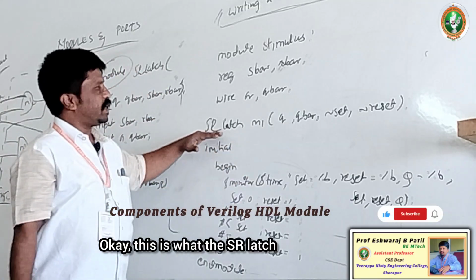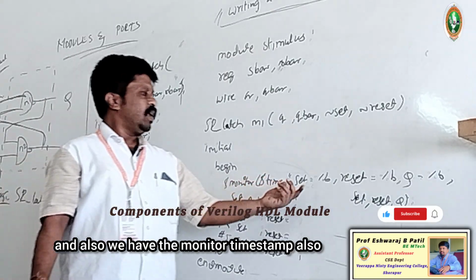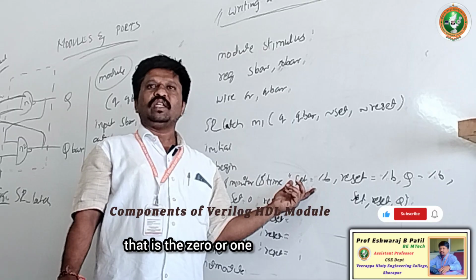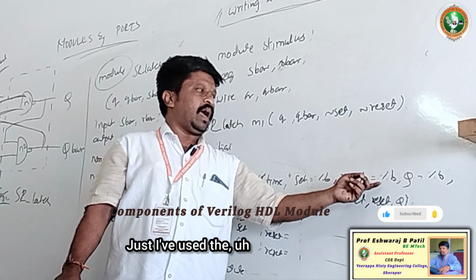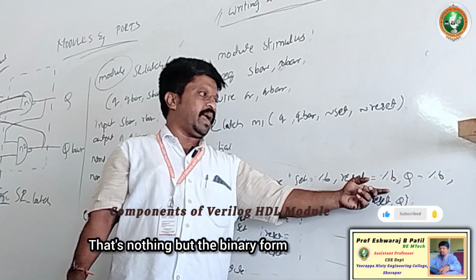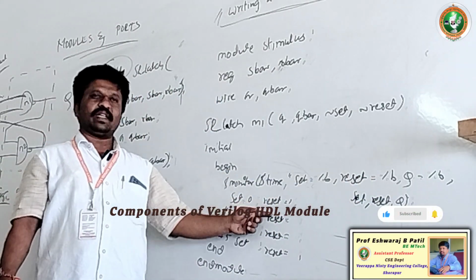Okay, this is the SR latch. We have the inputs and outputs here, and also the monitor and timestamp. For the set, I have to set it in binary form, that's 0 or 1. I have used the percentage of B, and percentage of B is nothing but the binary form. And I have the input combination as set 0, reset 1.